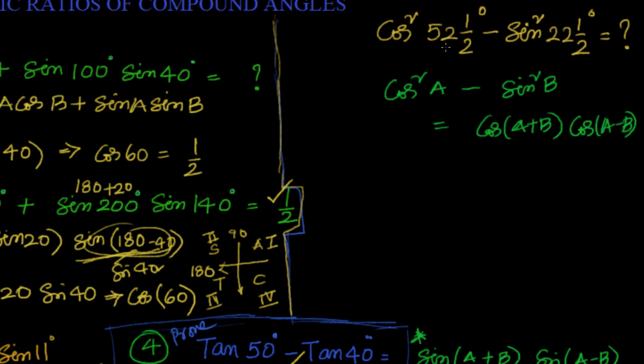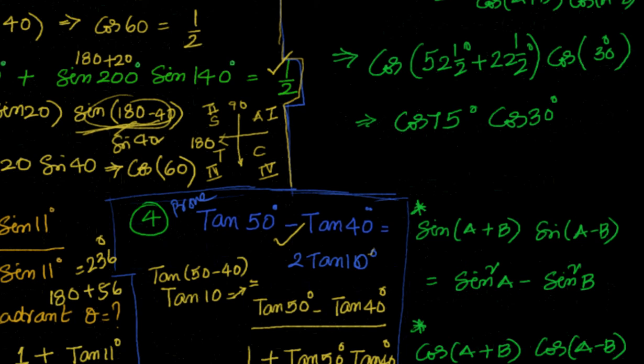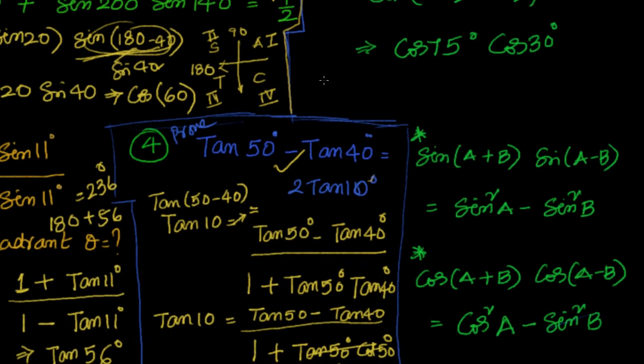Now what is A here? 52.5 is A and 22.5 is B. So this is nothing but equal to cos of 52.5 plus 22.5 into cos of 52.5 minus 22.5, that is cos 30. So this is cos 75 into cos 30. Now cos 30 we know is equal to root 3 by 2, but we don't know the value of cos 75.